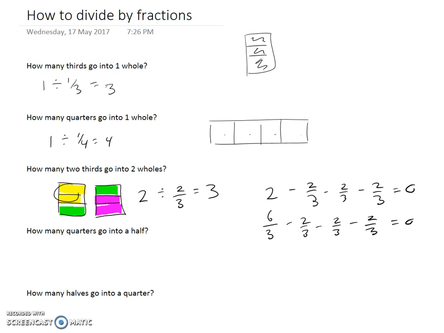Alright, how many quarters go into a half? Well, here's a half. How many quarters go into it? There's a quarter. There's a quarter. 2 quarters go into a half. We write this as a half divided by a quarter equals 2.